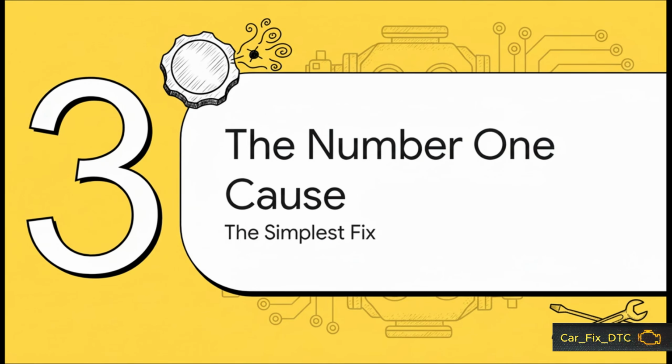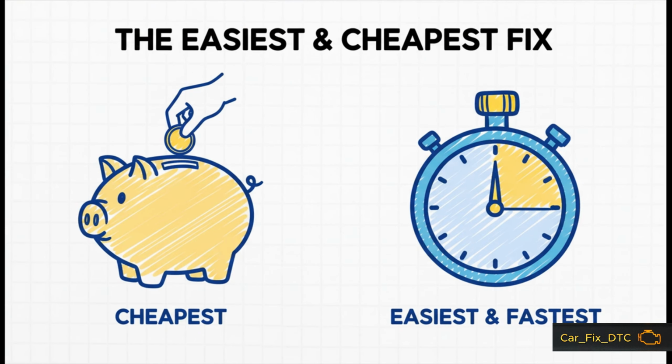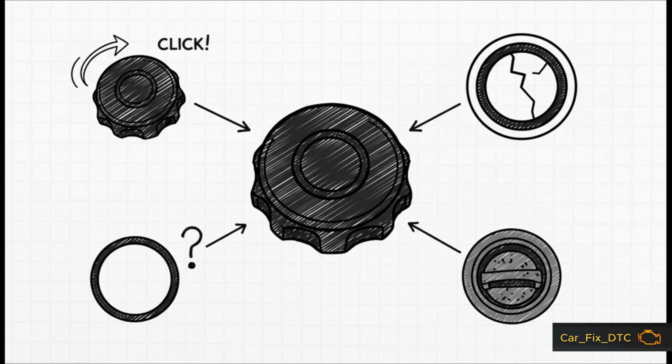Before you start imagining complicated and expensive repairs, let's talk about the absolute number one most common culprit. And here is probably the best news you're going to hear all day. More often than not, the fix for the P0456 code costs basically nothing and takes about 10 seconds to do. It is absolutely the first thing you should always check. Yep, it's almost always the gas cap. It's a critical seal for the EVAP system.